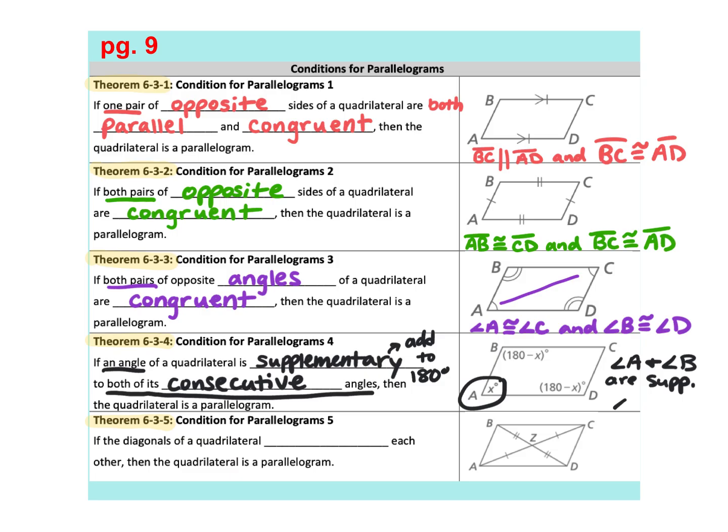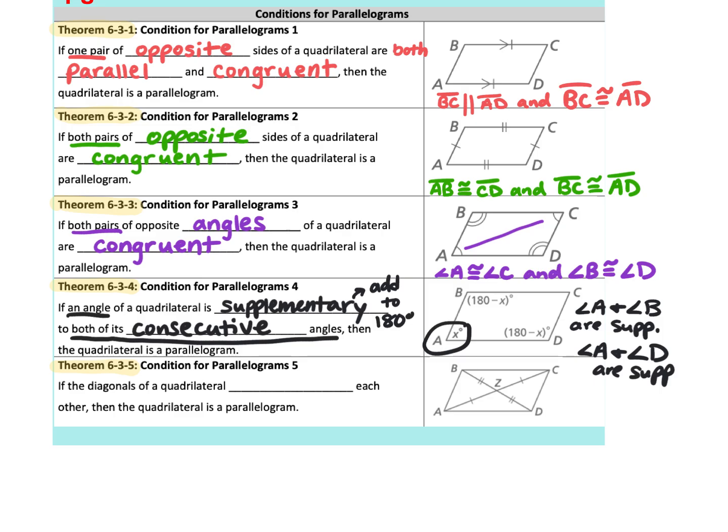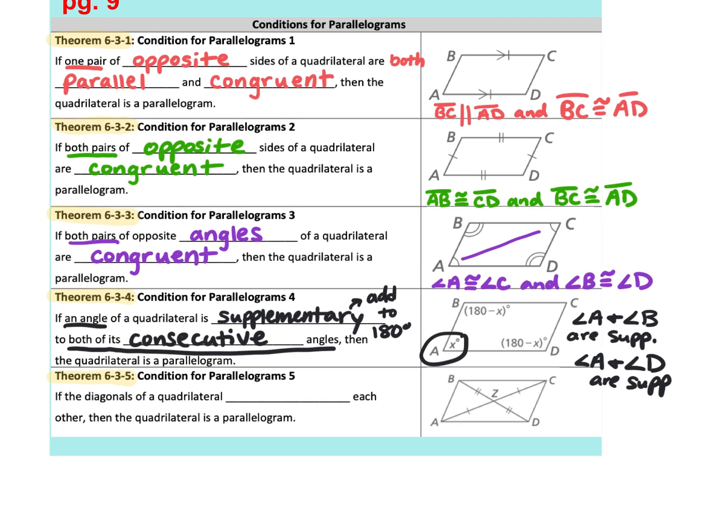Also notice that angle A and angle D are supplementary. So we need both of those cases to be met in order to use this theorem. So you have one angle, angle A, and it's supplementary to both of its consecutive angles. That then can be used to conclude that the quadrilateral is a parallelogram.